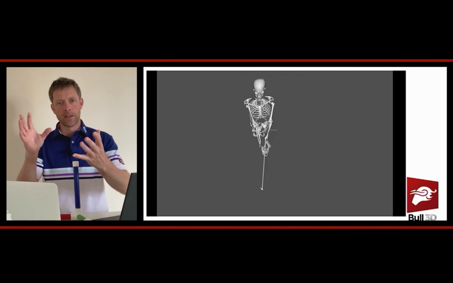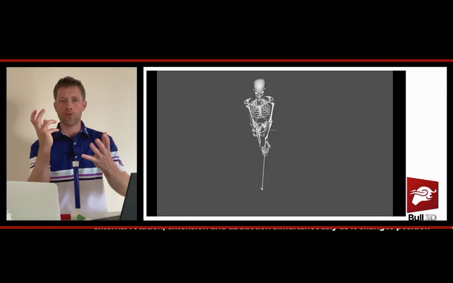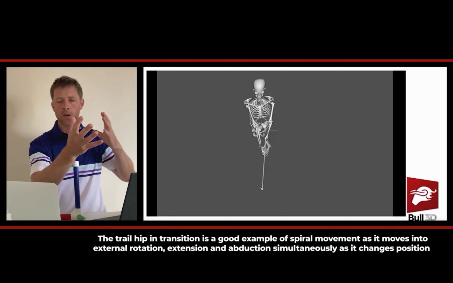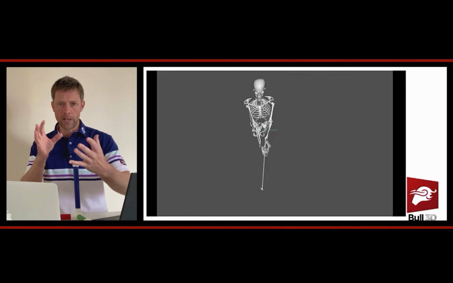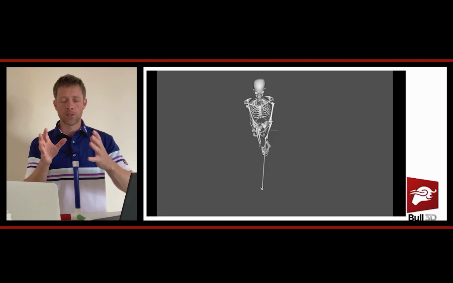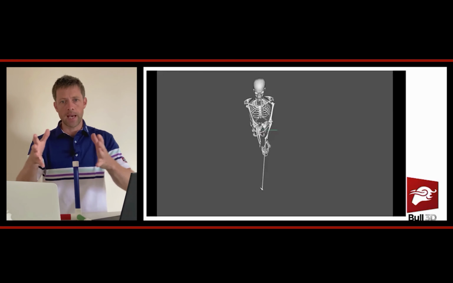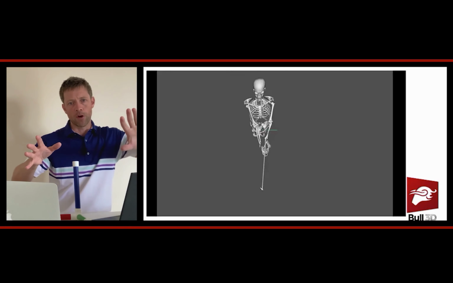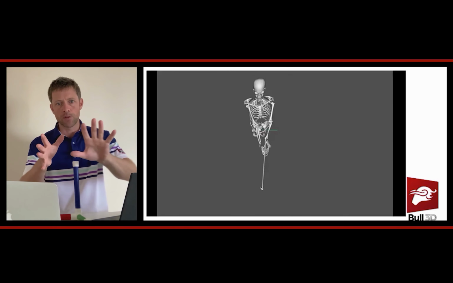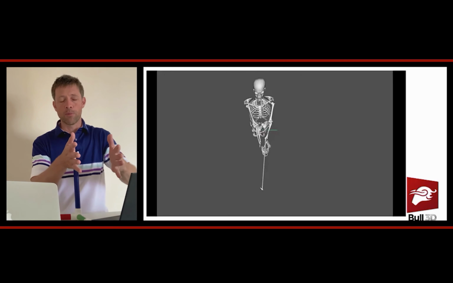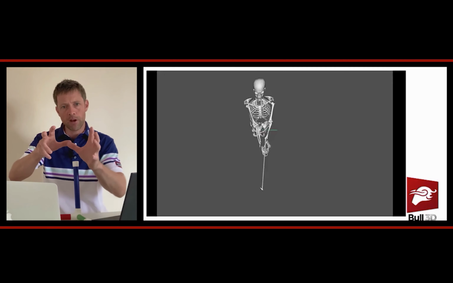the reality is that the trail hip is moving through that three-dimensional rotation. So for the pelvis to move in that anti-clockwise way, the trail hip is moving into external rotation, it's also extending, and it's also moving into levels of abduction, because the pelvis is in essence moving away from that femur to allow the pelvis to glide laterally and move almost along that frontal plane. But the reality is, it's that three-dimensional movement.